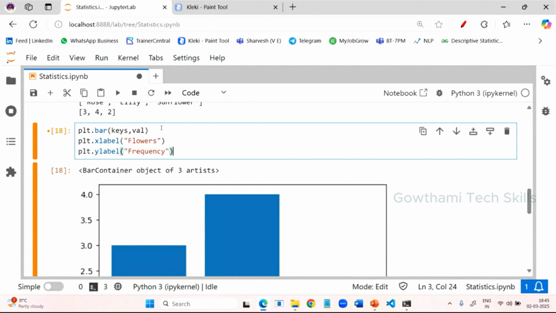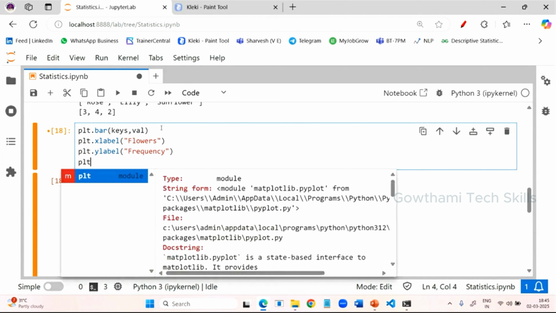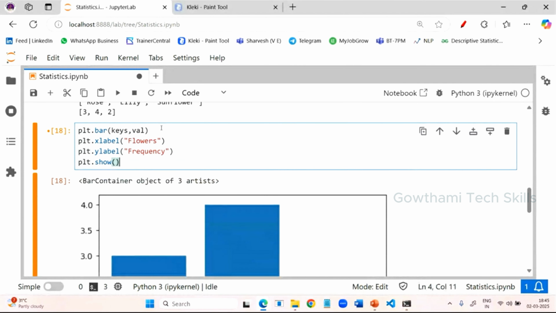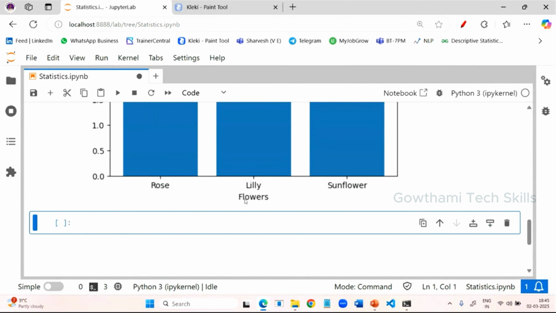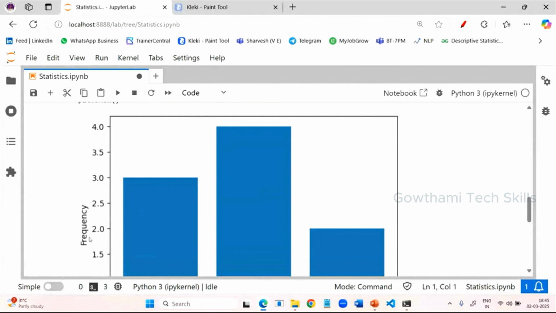And what is the title? You can write frequency distribution, whatever you like. And I don't want to show that object, so simply you just plt.show. Now you can see flowers: rose, lily, sunflower, and it is a frequency.